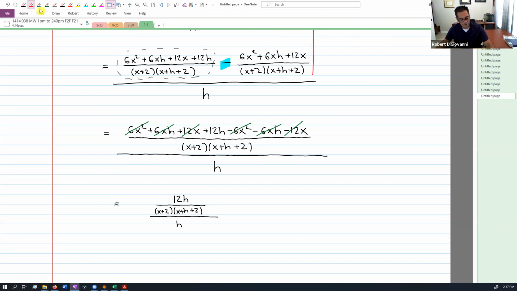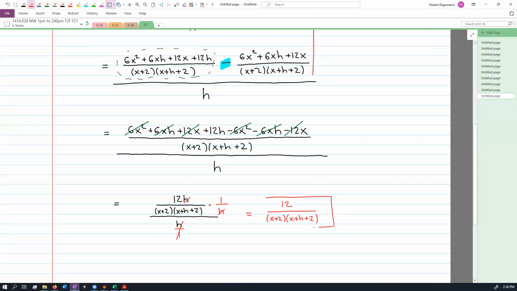And now, because that h and that h are there, we can just cancel them out. If you're unsure of how that works, you can look at this as a fraction over a fraction. Remember, division is the same as multiplication of the reciprocal. So dividing this thing by h over 1 is the same as multiplying by 1 over h. And maybe that's a little easier for you to see that those h's would cancel. Either way, they're gone. So you get the 12 on top, and on the bottom, you get the x plus 2 times x plus h plus 2.